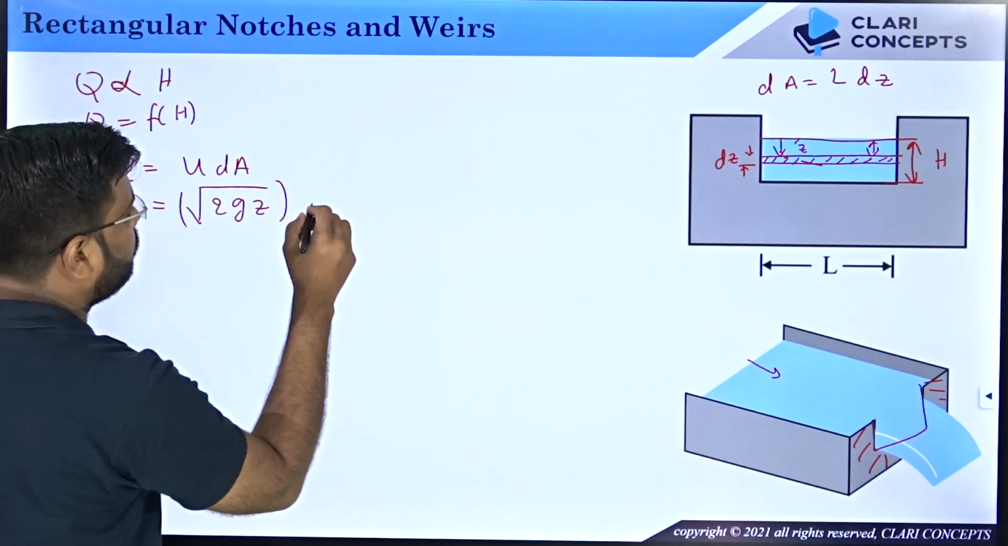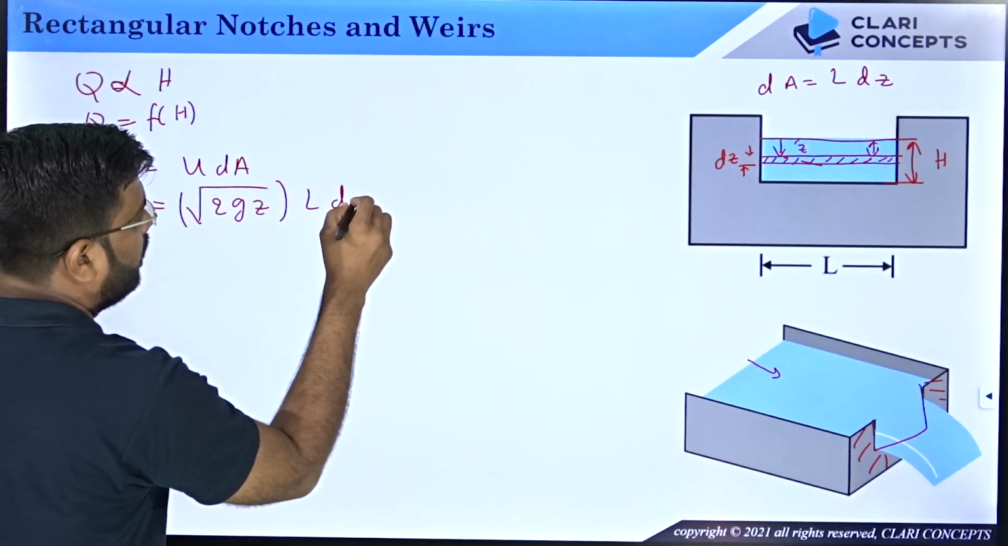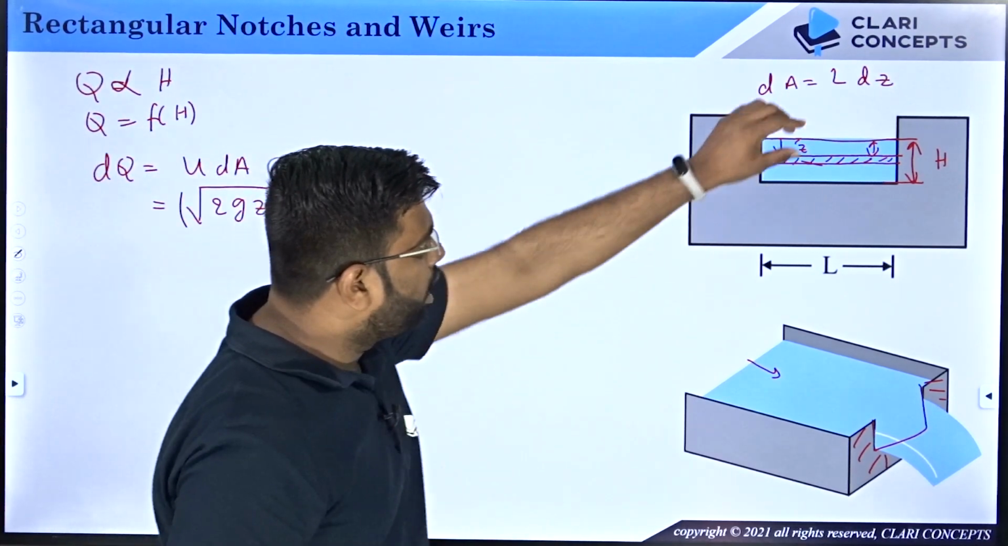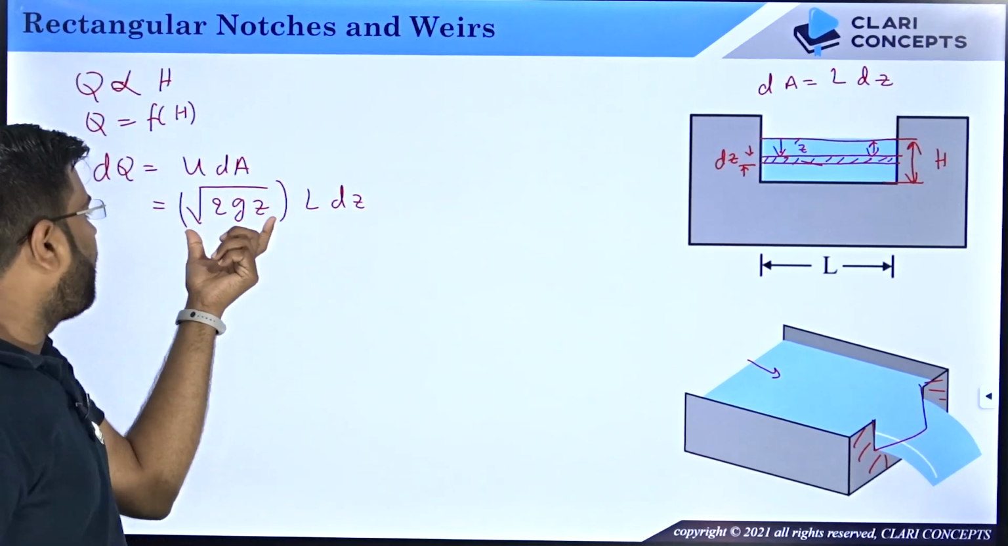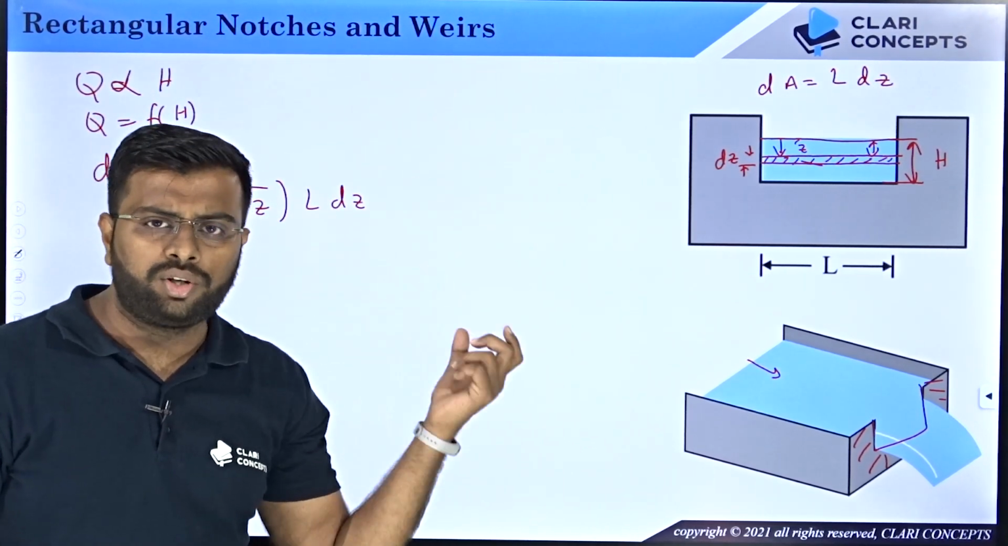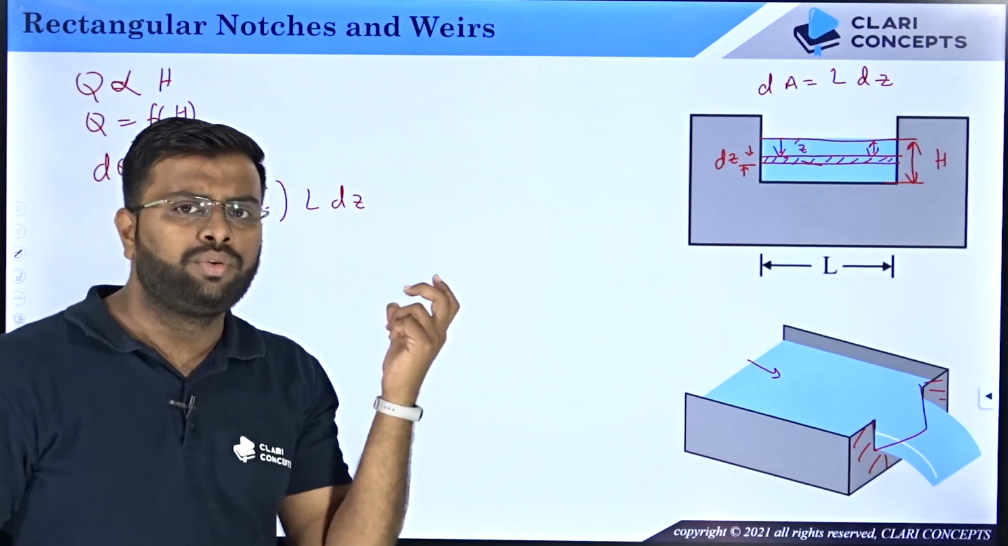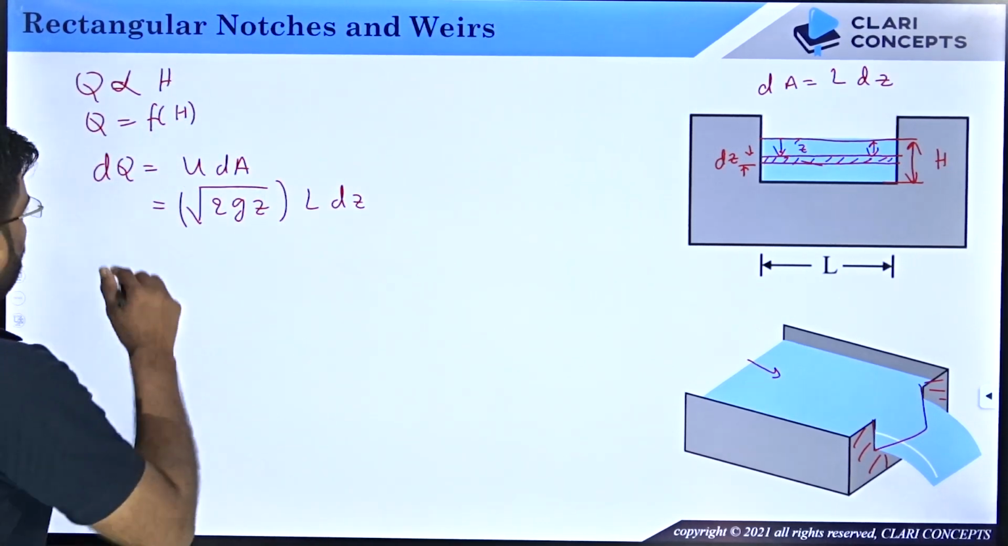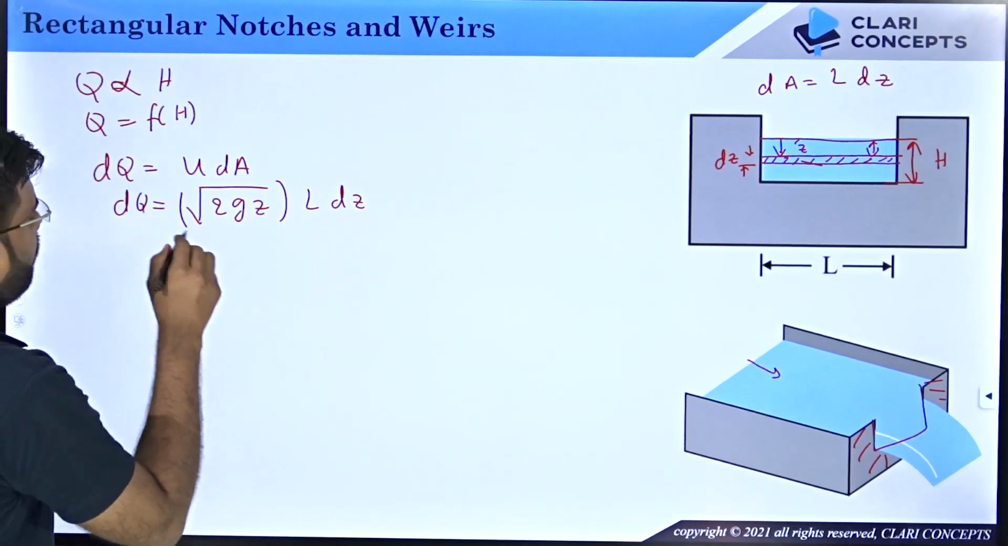What is dA? dA is your L into dz. So if you are not aware of how I came up with this under root 2gh, I request you to look at my lecture on Bernoulli's equation and look at one of the numericals where we have solved this, right? Okay, now this is your dq, the amount of water coming out through this strip.